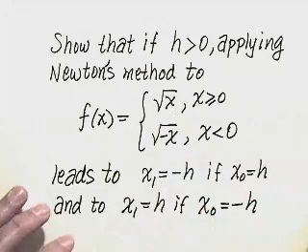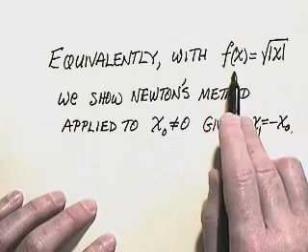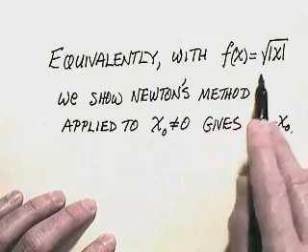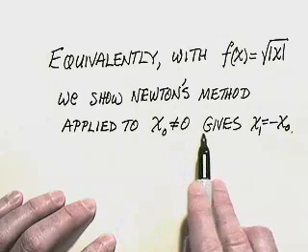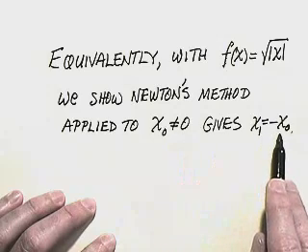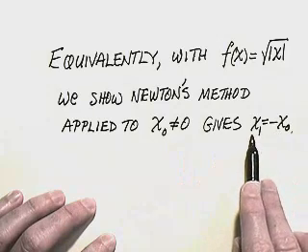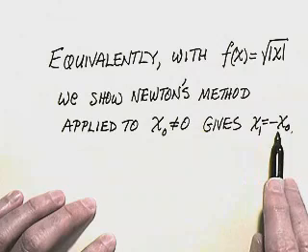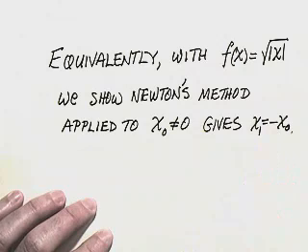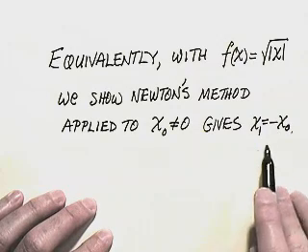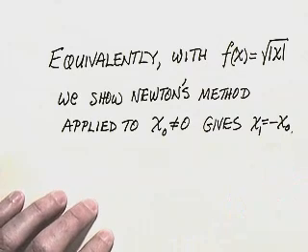So equivalently then, we can say that our problem is with f of x equal the square root of absolute value of x, and we show Newton's method applied to any x naught not 0 gives x1 equal to the negative of that starting value. So that would mean x2 is the negative of x1, which of course is the negative of x naught, which is back to x naught, and so you'll be cycling. In effect, x2 equals x naught, x3 equals x1, x4 equals x naught, and so forth.